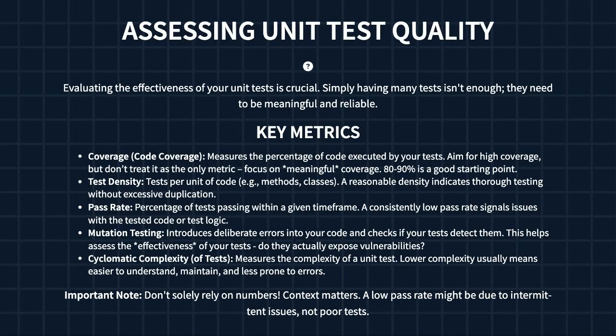Okay, let's talk about how we can actually judge if our unit tests are doing a good job. We don't just want lots of tests, we need tests that actually catch problems. One way to do this is by looking at metrics, numbers that give us clues. Code coverage tells us what parts of the code are being exercised by our tests, and high coverage is generally good. Test density looks at how many tests we have per piece of code, which can help us avoid making too many or not enough tests.